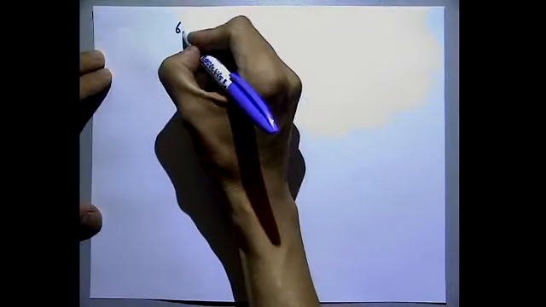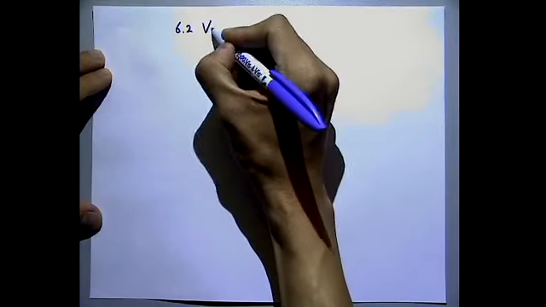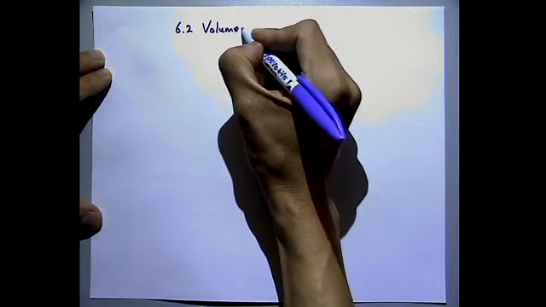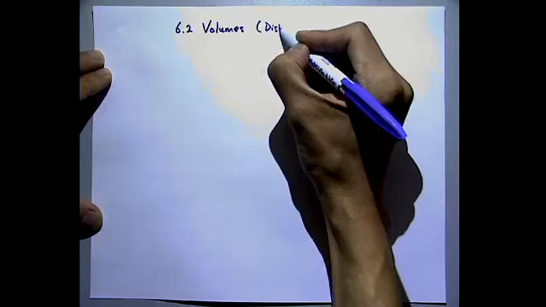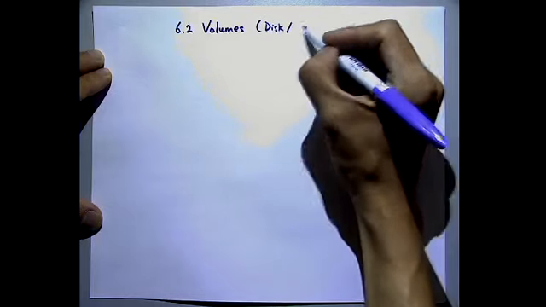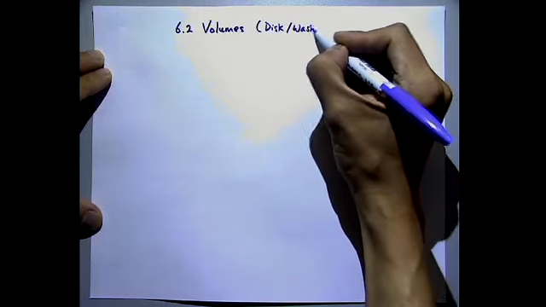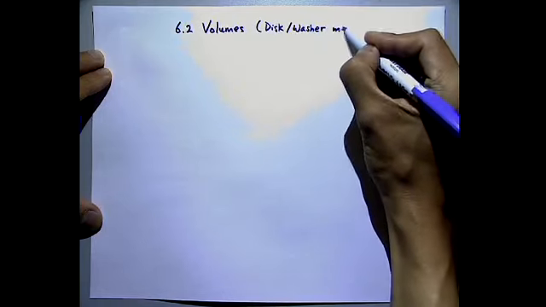All right, let's look at Chapter 6, Section 2 today. Last time we talked about areas. Today we're going to talk about volumes. And we're going to use a specific method called the disk/washer method.